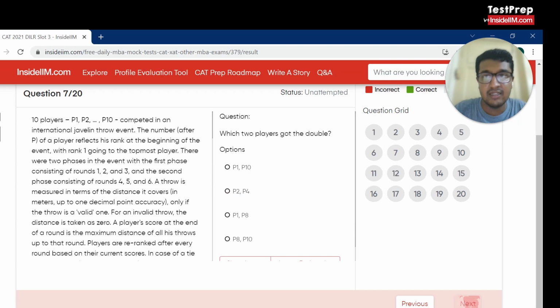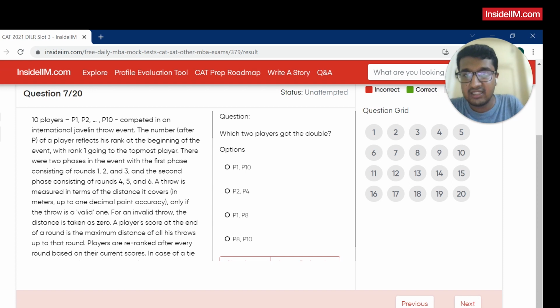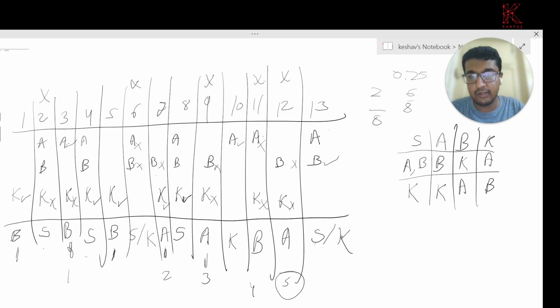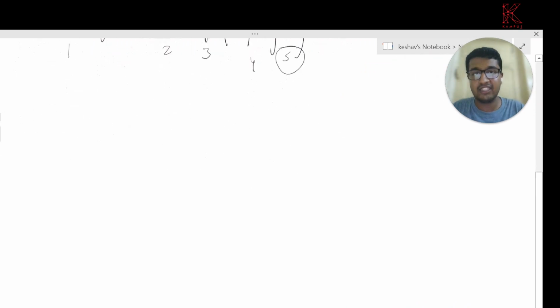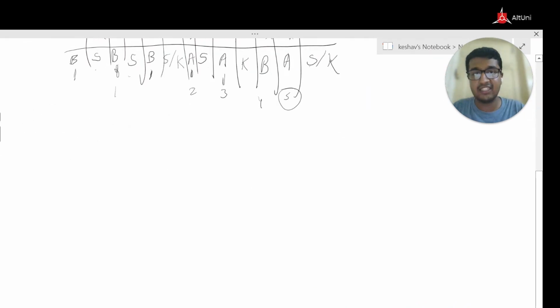Okay, let's move on to our next set. Alright, so this was the toughest set in this slot. So what does this set say? This is a long story, so bear with it a bit, I would say.